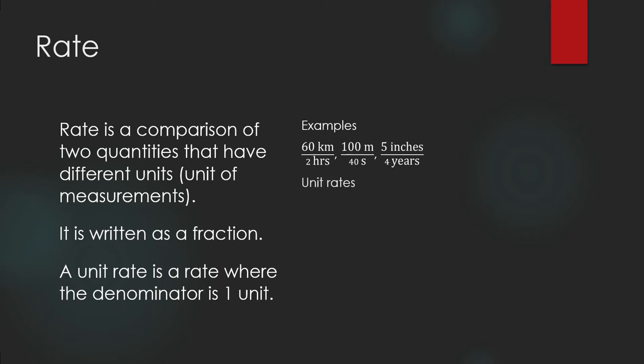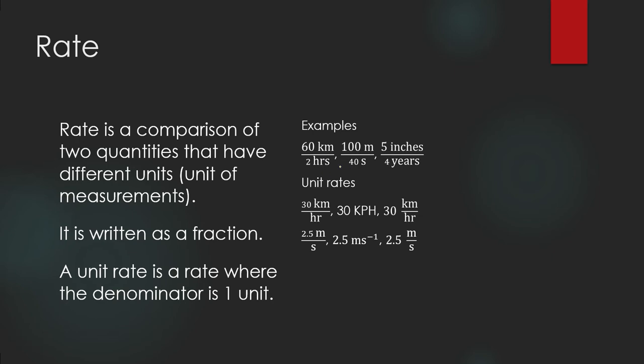Unit rates. Often we do not work with rates in this way. We write them as unit rates. A unit rate is a rate where the denominator is 1. How do you do that? You just divide the numbers. 60 divided by 2 is 30. So this one is equivalent to 30 kilometers in 1 hour, or 30 kilometers per hour. Or you can write it in this way, 30 kilometers per hour.